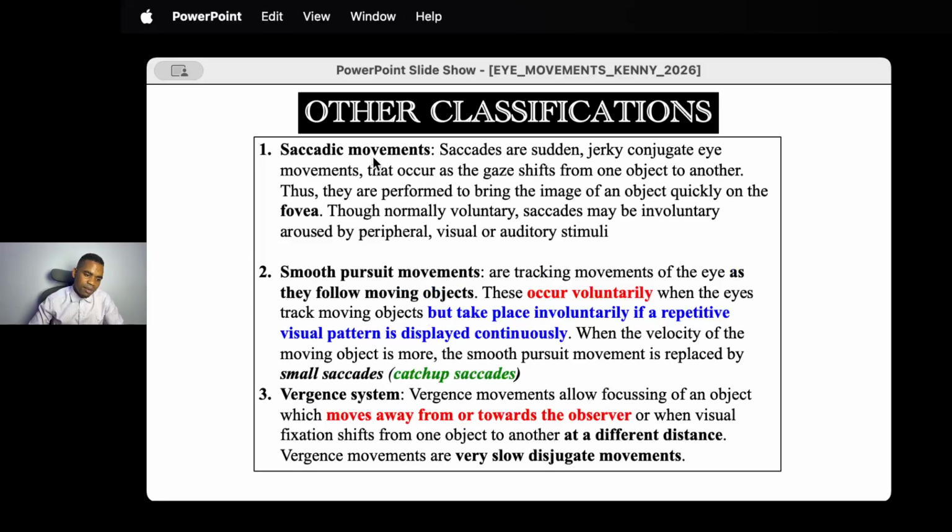Okay guys, I want to summarize saccadic movement and smooth pursuit by reading the first two lines, and I want you guys to read with me. Let's read together, okay? Saccades are sudden, jerk, conjugate eye movements that occur as the gaze shifts from one object to another. Thus, they are performed to bring the image of an object quickly onto the fovea.